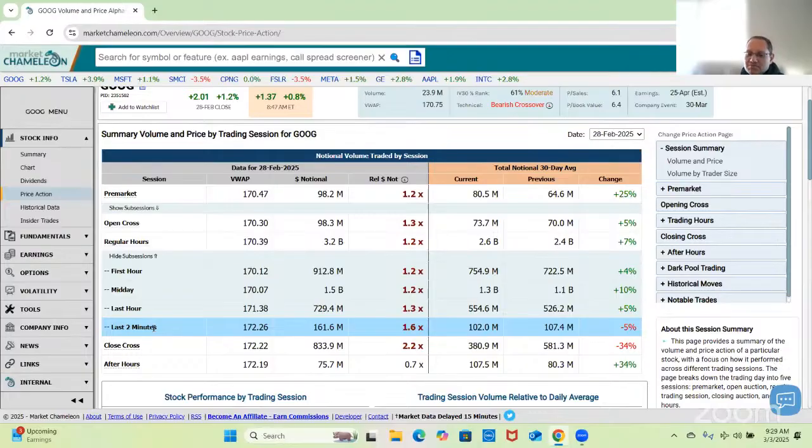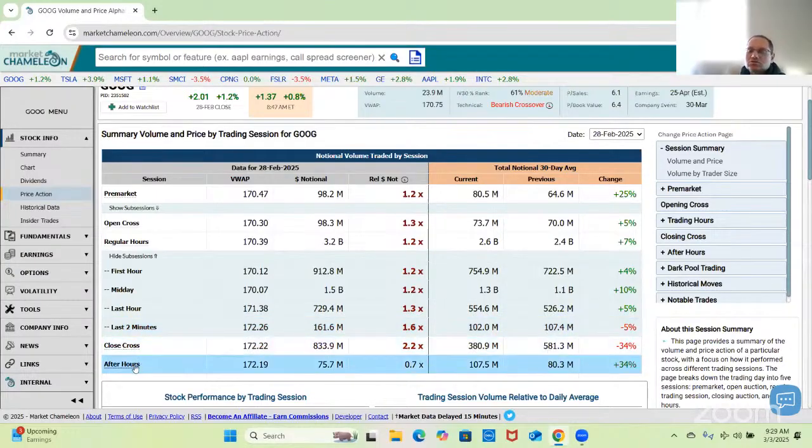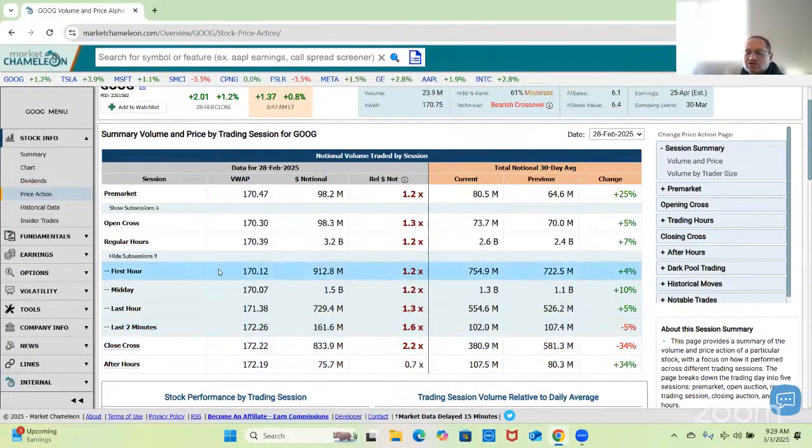And well, I'm going to stop right there because we're right up at 9:30, but we could continue this discussion, going through all the different trading sessions and what type of insights we could get.